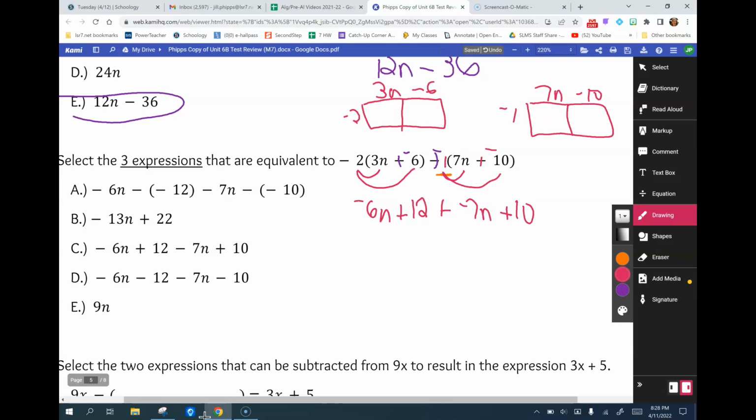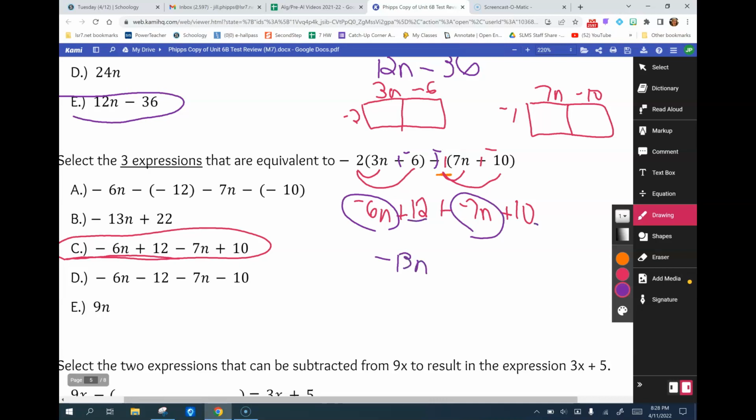Do we see that? Negative 6n plus 12 minus 7n. Here we go. There's one of our answers. Let's keep on simplifying. So now we're going to go with like terms. I have a negative 6n, negative 7n. That gives me a negative 13n. Then I'm going to take 12 plus 10, and I get 22. Do I have that answer anyplace? Negative 13n. Yes, I do.